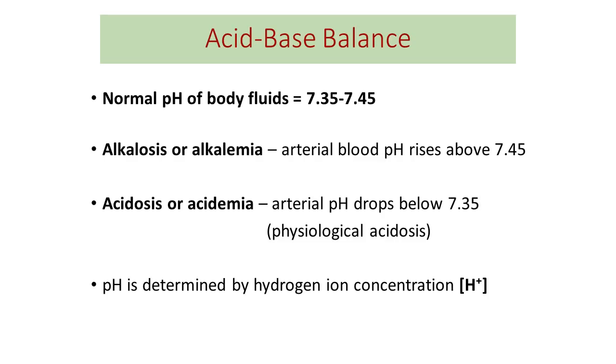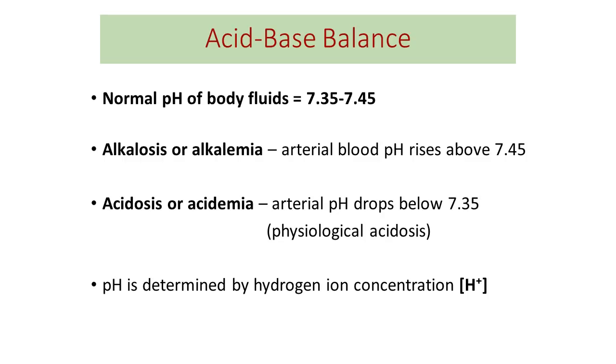So alkalemia refers to increased alkalinity of the blood. So arterial blood that is going to have a pH above 7.45, because remember the homeostatic level is 7.35 to 7.45. So if your pH is above 7.45, it means that you're becoming alkaline, that you have more base than acid in your blood. So this is known as alkalosis or alkalemia.